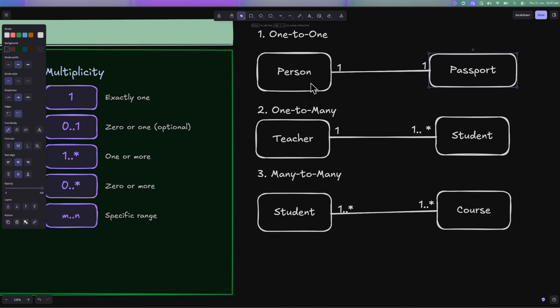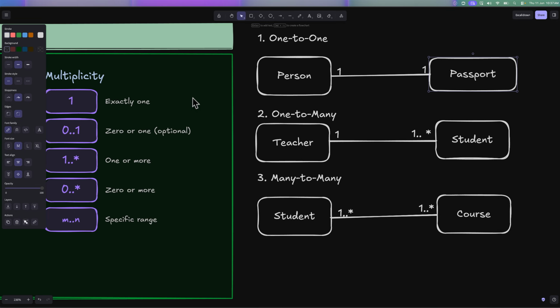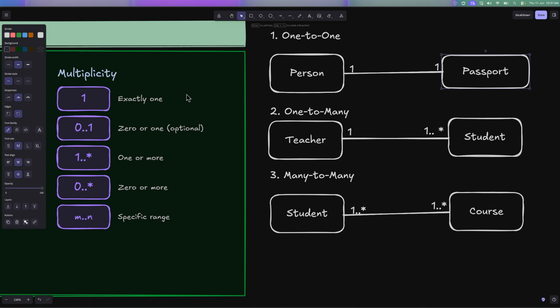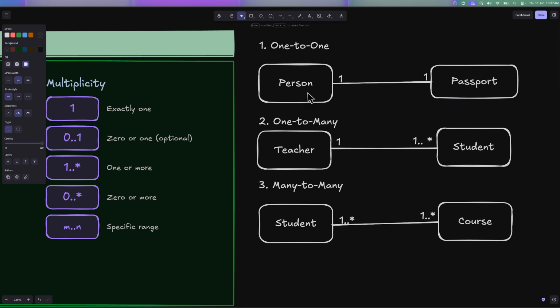So we know that we have a relation between person and passport, but the thing that is missing is how many objects of one class can connect to a single object of another class. There are various types of multiplicity. For example, let's take this example. You have a person and passport, and what does it say? One person can have one passport, and one passport can have one person. So this is how you have to read.